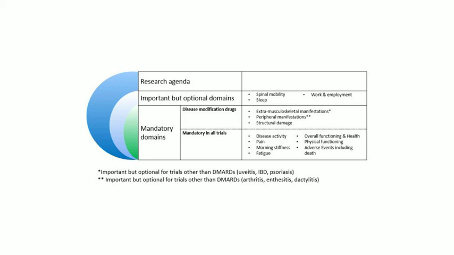On top of these, 3 additional domains are considered mandatory for studies investigating disease-modifying treatments. These are extramusculoskeletal manifestations, peripheral manifestations, and structural damage. The domains sleep, spinal mobility, and work and employment were considered important but optional.